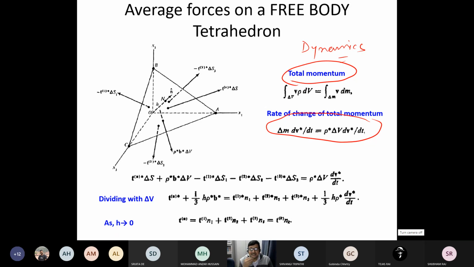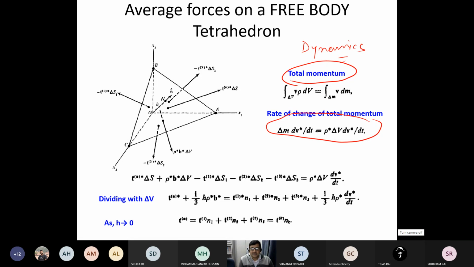So how do I make sure that Newton's law is acting? It is saying that the rate of change of momentum, rho delta V dV by dt, is equal to all the surface forces acting together and all the body forces. So this is the body force. T delta S is on this face, and on all these faces, this is T1 delta S1, T2 delta S2, T3 delta S3. So if I just divide this with delta V, I end up getting this. And then I put h tends to 0.